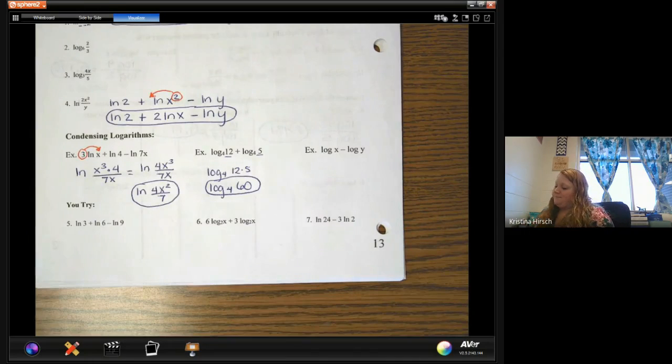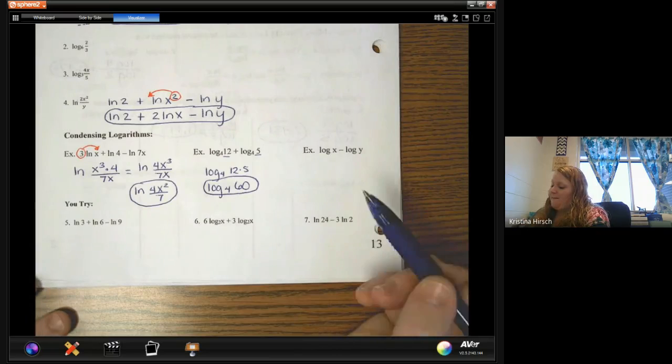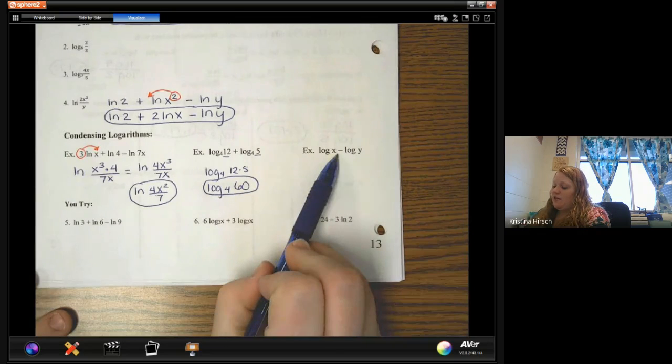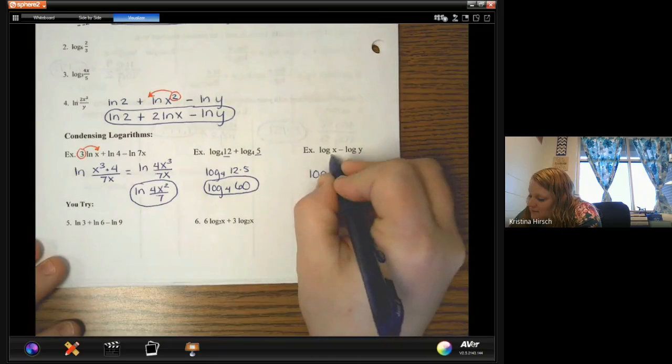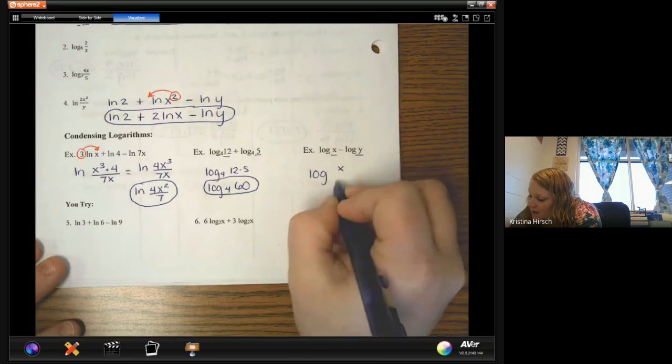The third example is division, because it's subtraction. So we're going to say the log of x divided by y.